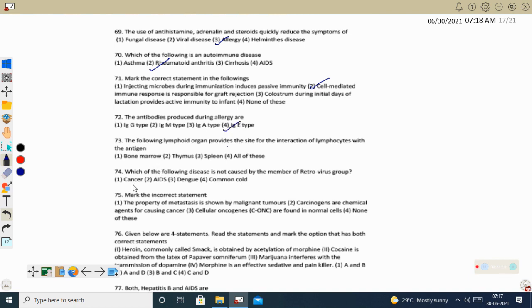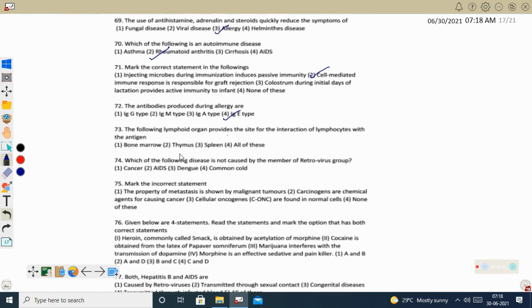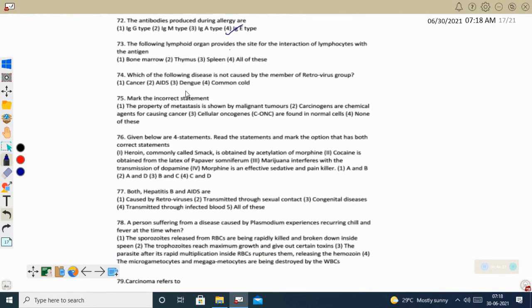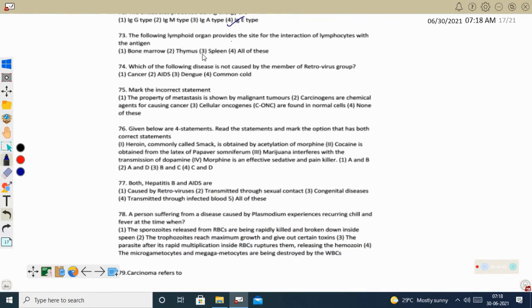Next question, which of the following lymphoid organs provides the site for the interaction of lymphocyte with the antigen? The site for the interaction of lymphocyte with antigen is the secondary lymphoid organ. Secondary lymphoid organs are lymph node, spleen, tonsils, these all are. So here the correct option is spleen, because bone marrow and thymus are where the lymphocytes are produced and undergo differentiation, that is primary lymphoid organs. So here the correct option is spleen.